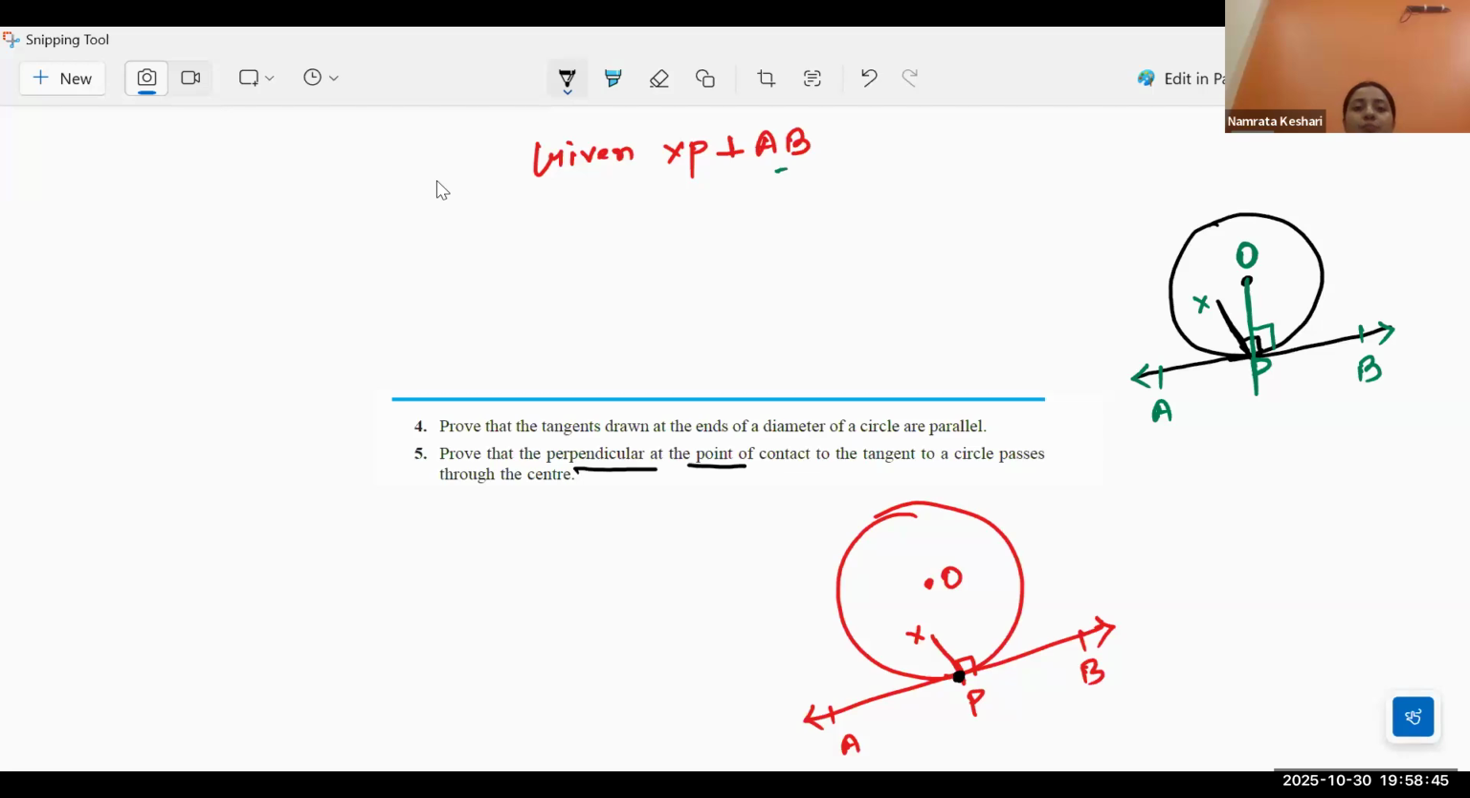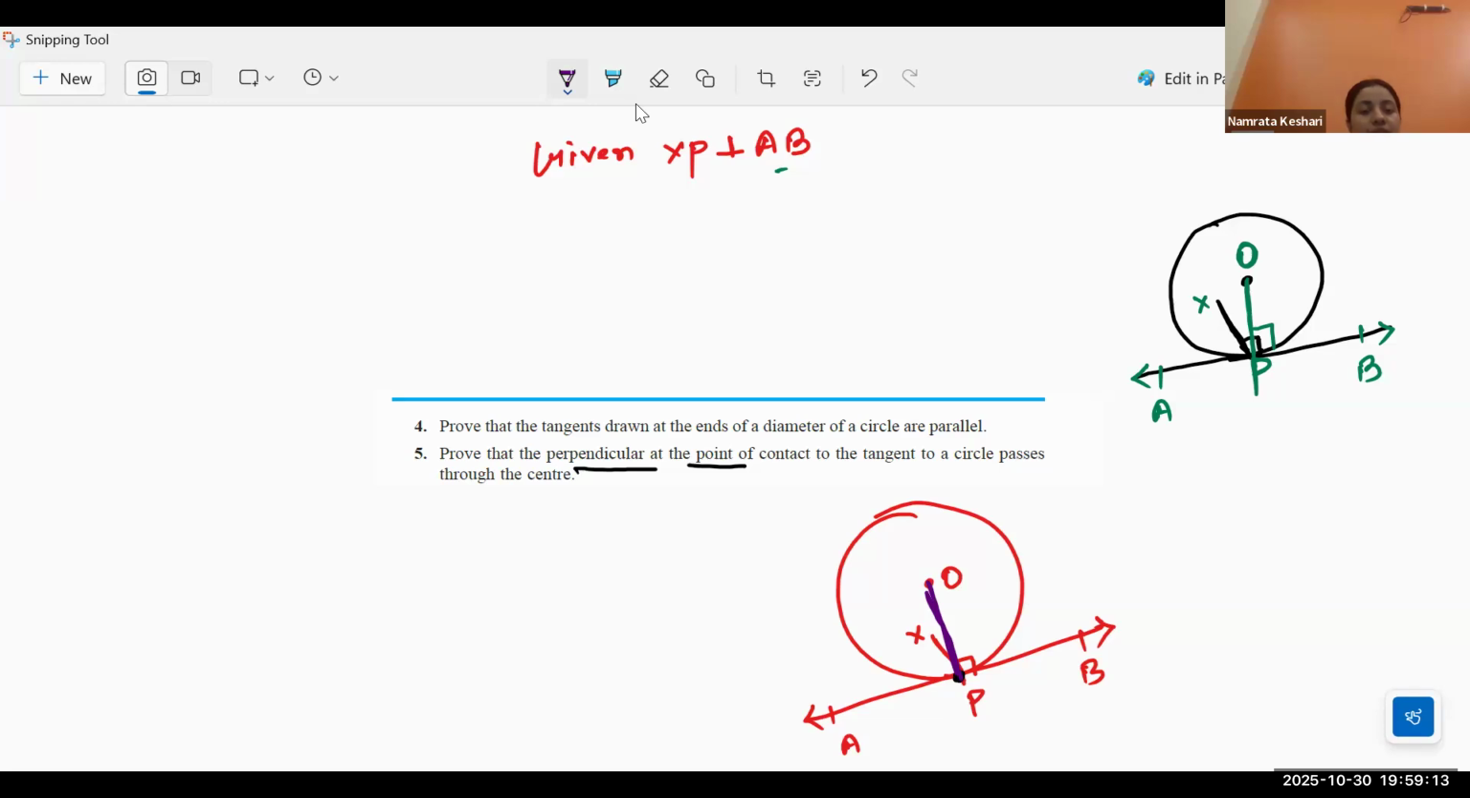Now we will say that we know one theorem which says that OP will also be perpendicular. We know a theorem which says that OP is also perpendicular to this tangent AB, that the tangent at any point is perpendicular to the radius. OP is the radius through the point of contact. Clear?